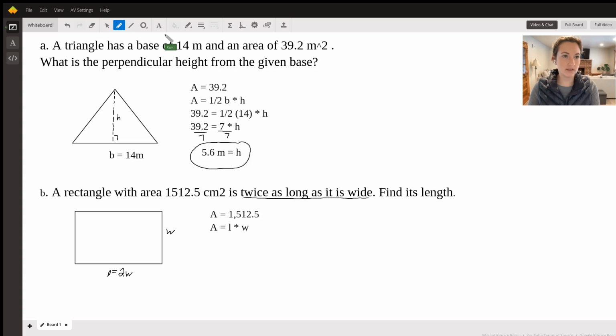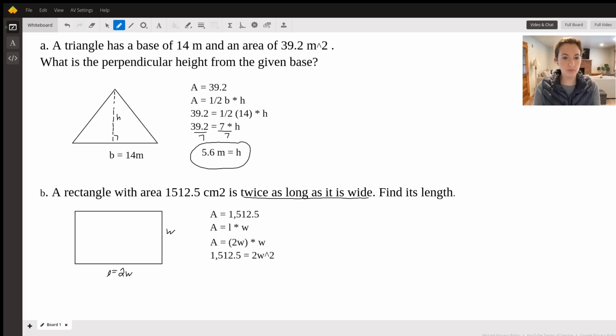So when I go to type this in, let me move that here. I'm going to replace my length with 2w, not 2x, 2w. And then I'm going to start to simplify and solve. I also know in this equation that my area is the 1,512.5. And when I do 2w times w, what that's going to get me is 2w squared.